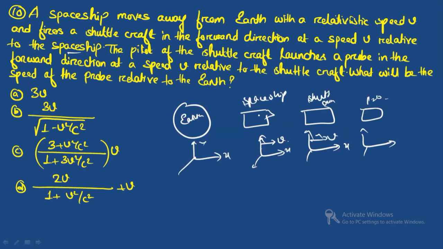Means the shuttlecraft speed is relative to this spaceship. The pilot of the shuttlecraft launches a probe, and in the forward direction only, that also at the speed V. And this is with respect to the shuttlecraft. This speed is with respect to the shuttlecraft. This speed is with respect to the spaceship.